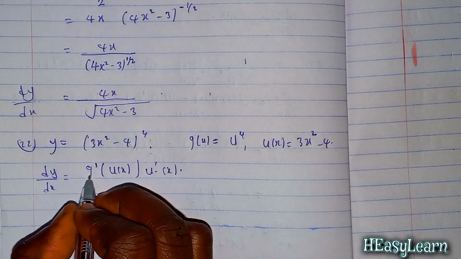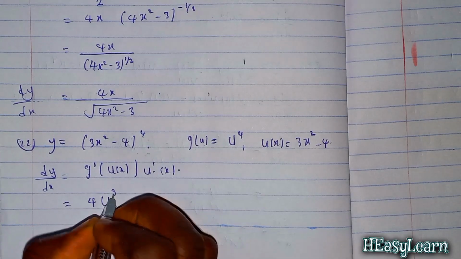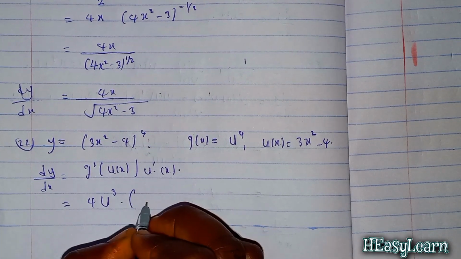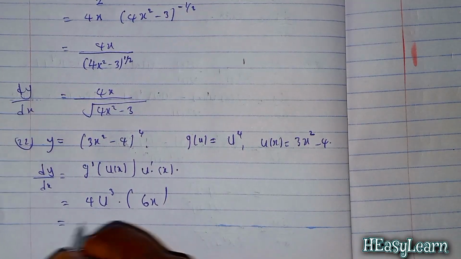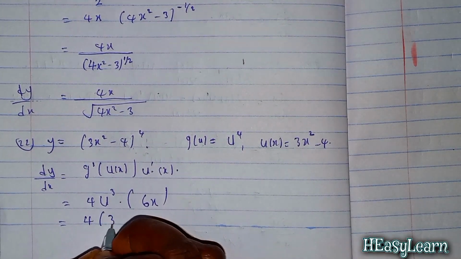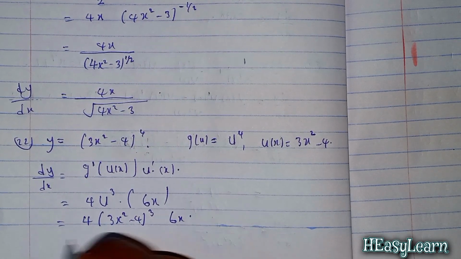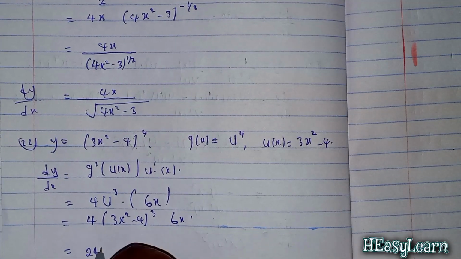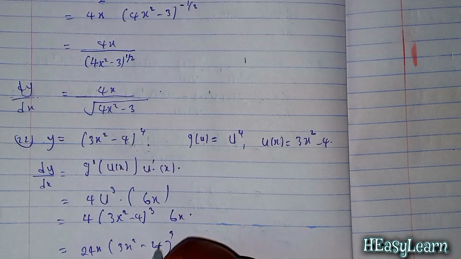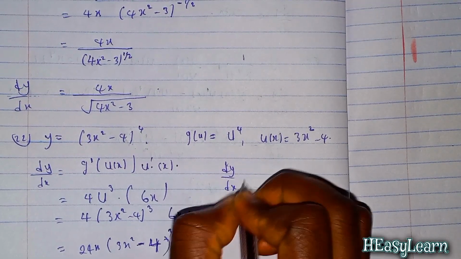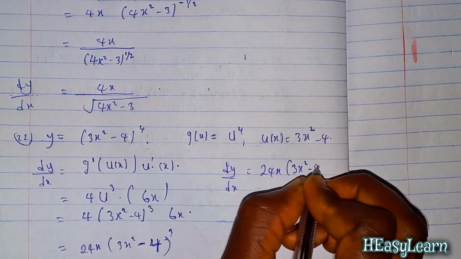differentiate and plug in u of x, multiplied by the derivative of u. What is g of u? G of u is u to the power of 4, so 4u to the power of 3, multiplied by the derivative of u, which is 6x. The derivative of the constant is 0. So plug in what u is. U is 3x squared minus 4, to the power of 3, multiplied by 6x. This is the same thing as 24x (3x squared minus 4) to the power of 3. So by chain rule, the derivative of this function is 24x multiplied by (3x squared minus 4) to the power of 3.